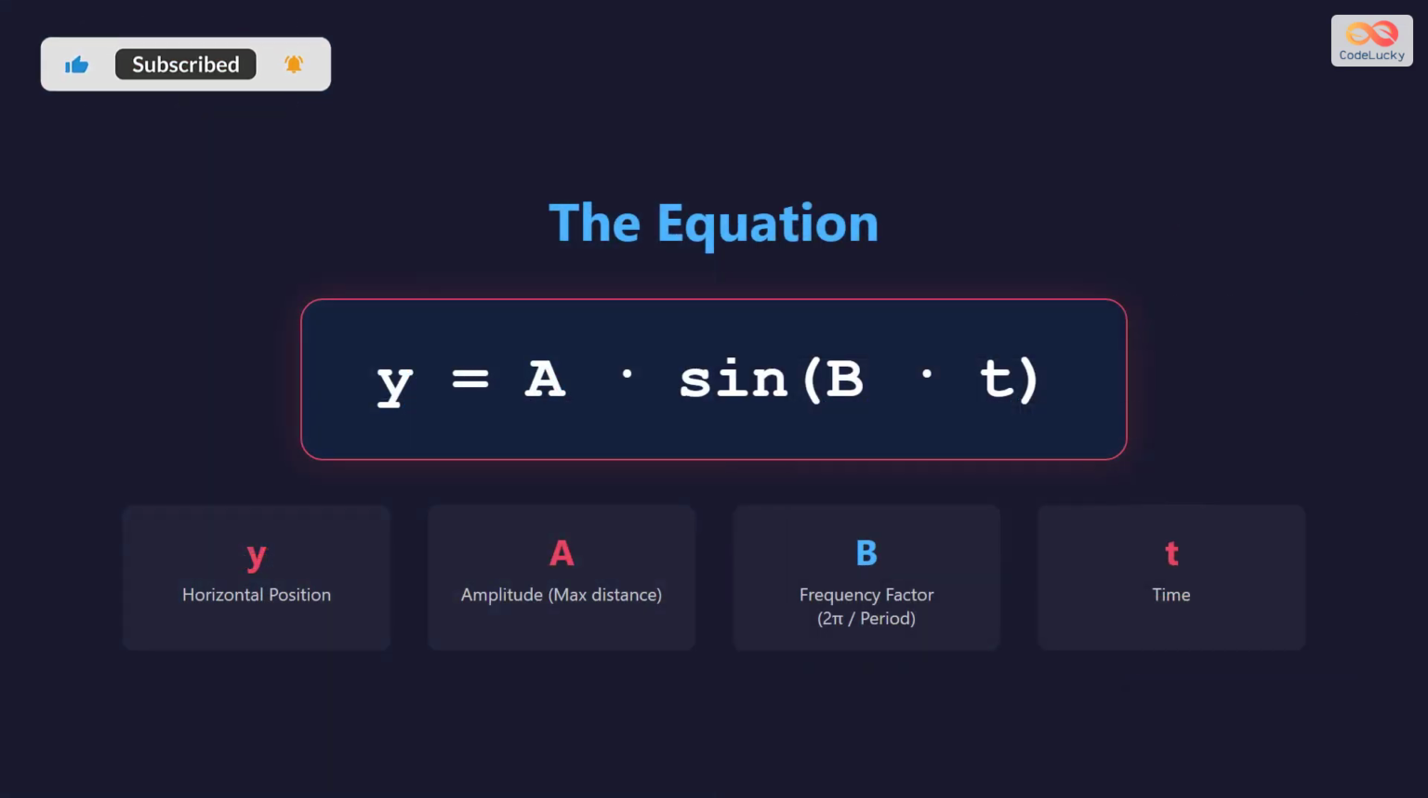Now we can put it all together into an equation. We model the position, y, as equal to amplitude times the sine of b times time. Here, there is the amplitude we just discussed. B is a frequency factor that adjusts the speed of the wave. We calculate b by taking 2 pi and dividing it by the period.